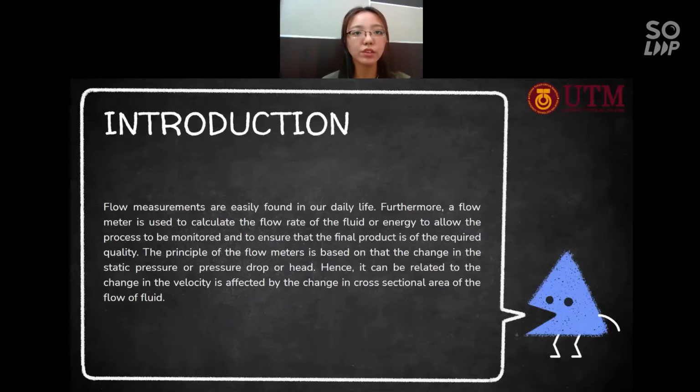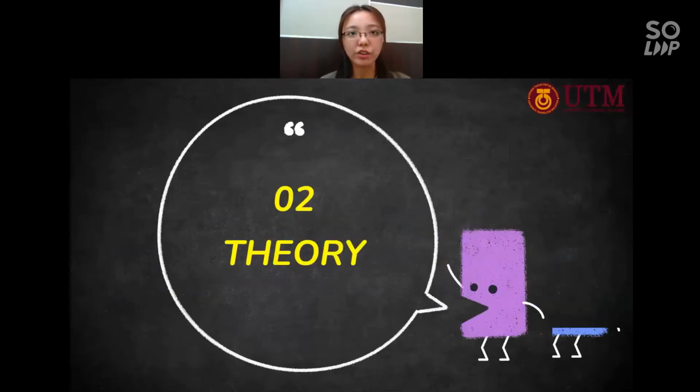Next, I will move to the introduction of flow measurements. Flow measurements are easily found in our daily life. People can find flow measurements on their water tap meter that counts how much water they consume in their house. Furthermore, a flow meter is used to calculate the flow rate of fluids or energy to allow the process to be monitored and to ensure the final product is of the required quality. The principle of the flow meter is based on the change in the static pressure or pressure drop. Hence, it can be related to the change in velocity, which is affected by the change in cross-sectional area of the flow of fluid.